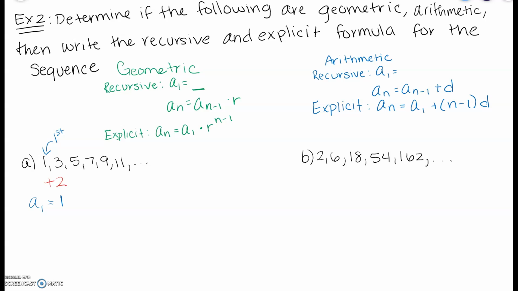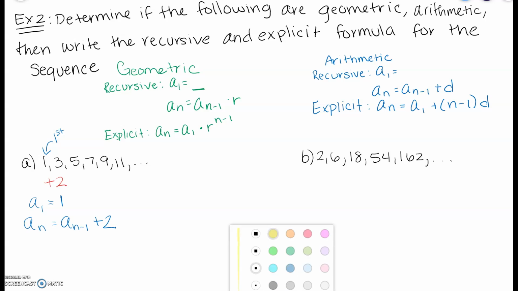And then we're going to take the rest of this recursive and write it down here. So again, we can write a of n equals a of n minus 1. That doesn't change. And then plus the difference, which was 2. So again, we took the first term and wrote it here, and then we wrote the common difference, right here.